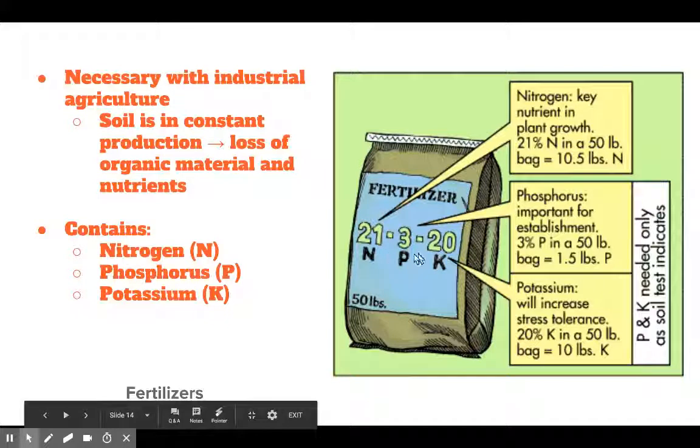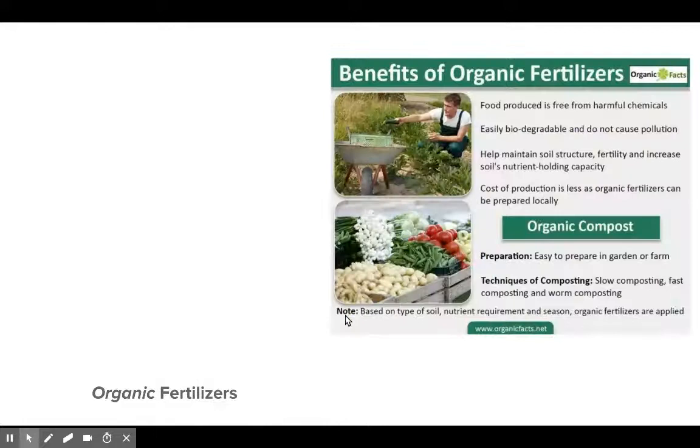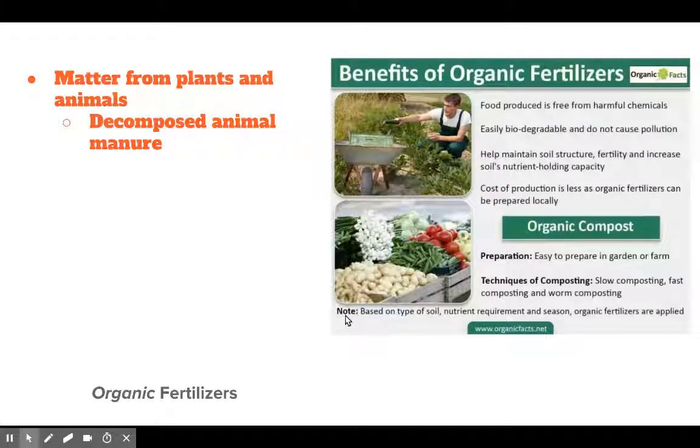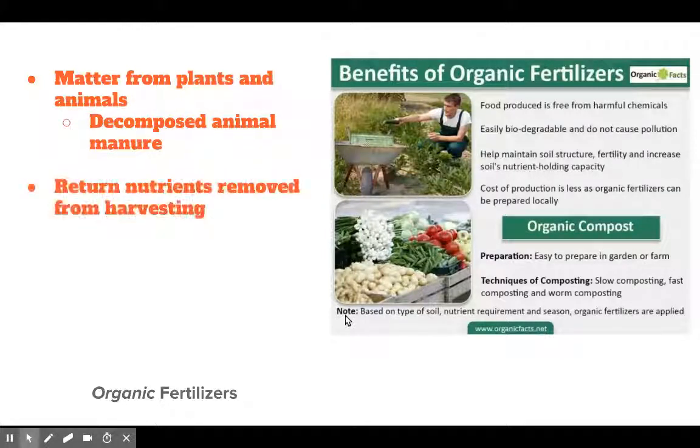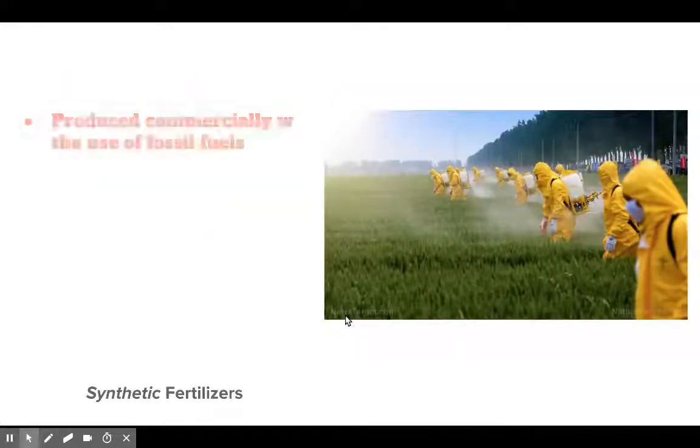We'll talk about these numbers later on, but they can be specific depending on what type of crop you are growing. The two types of fertilizers we have, the first, are organic. This is mainly matter from plants and animals, and most of the time it's decomposed animal manure. What this does is return nutrients removed from harvesting. There aren't specific nutrients that the plants need, it is just creating a healthy soil, which we'll see the opposite with synthetic fertilizers.